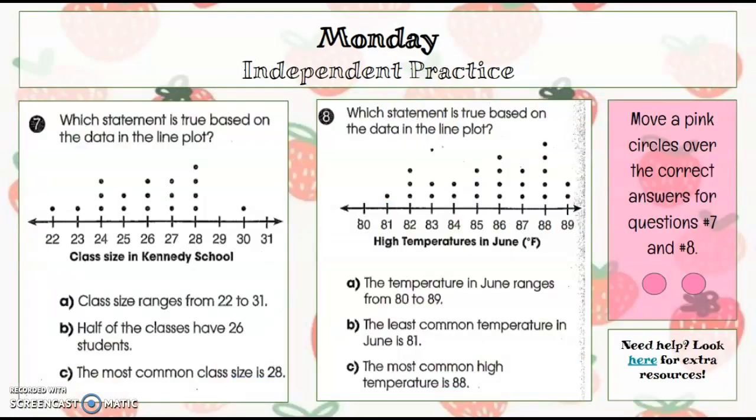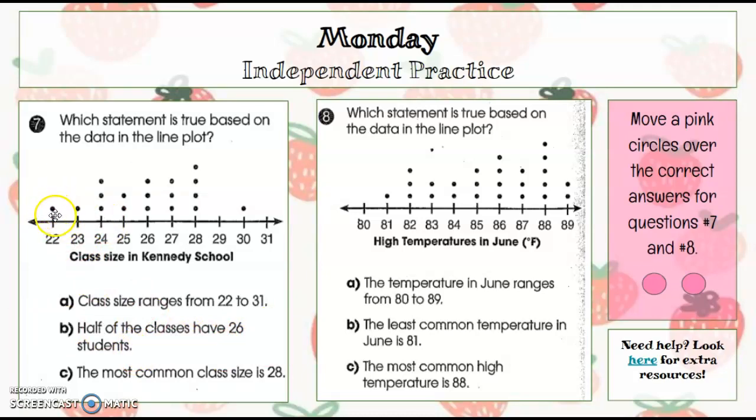Let's move on to the second set of independent practice problems. Number 7 reads, which statement is true based on the data in the line plot? A, the class ranges from 22 to 31. Well, I know that's not true because it goes from 22 to 30. So I could cross out A. B, half of the classes have 26 students.